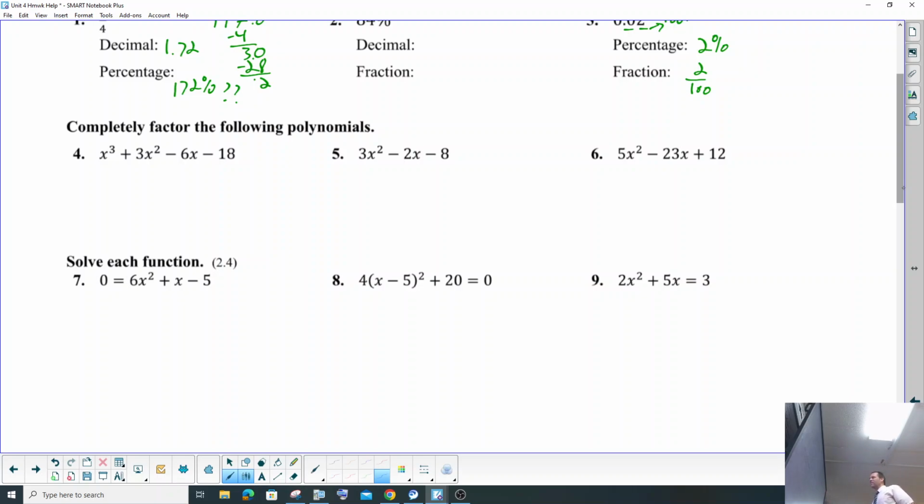Let's see here. So completely factor the following polynomials. So this is factor by grouping. So pull out the GCF there. Pull out the GCF there separately. Do you remember how to factor? So the tricky part about 8 is that 8 can have factors of 2 and 4, or 1 and 8, not too many. And then what are factors of 3? 3x and 1x.